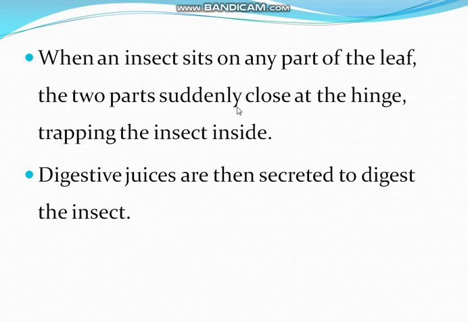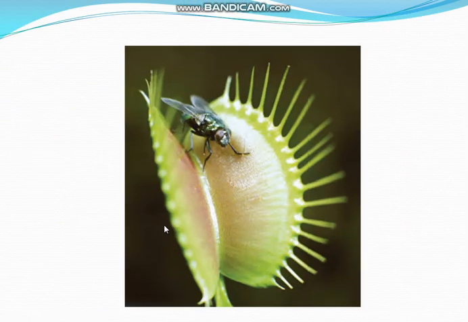What happens when an insect sits on any part of the leaf? That is one question. The answer is, the two parts suddenly close at the hinge, trapping the insect inside, and digestive juice is secreted to digest the insect. And this is the example of Venus flytrap. You can see the insect also.